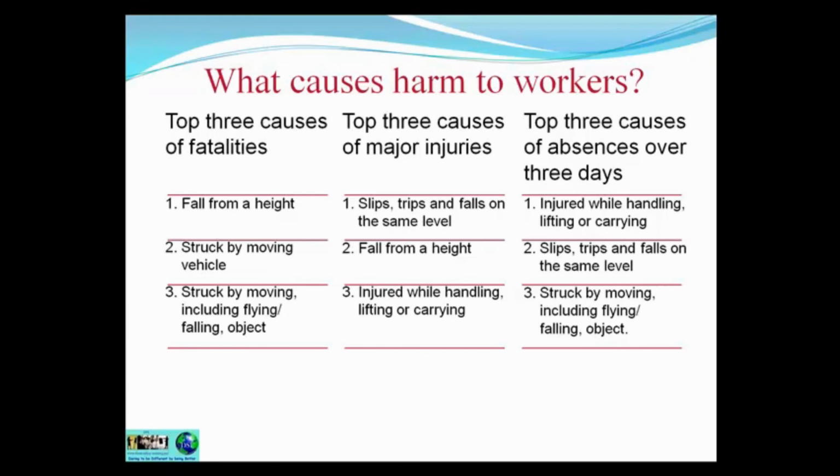And the top 3 causes of absences over 3 days. Number 1, injured while handling, lifting or carrying. Number 2, slips, trips and falls on the same level. Number 3, struck by a moving, including flying or falling object. Now, there's a couple of things I'd like you to write down and remember from this slide. First of all, the biggest cause of fatality is fall from a height. Jot that one down. The biggest cause of injuries in the workplace is slips, trips and falls on the same level. Again, write that one down because it's very important.